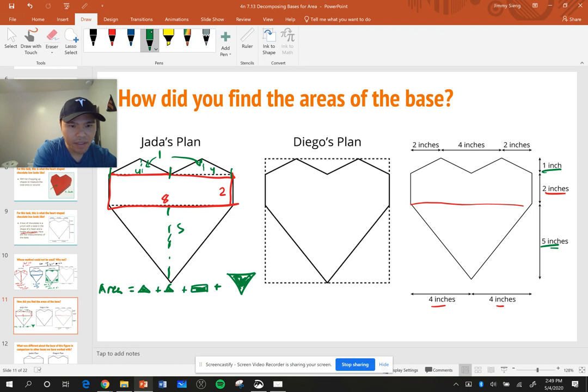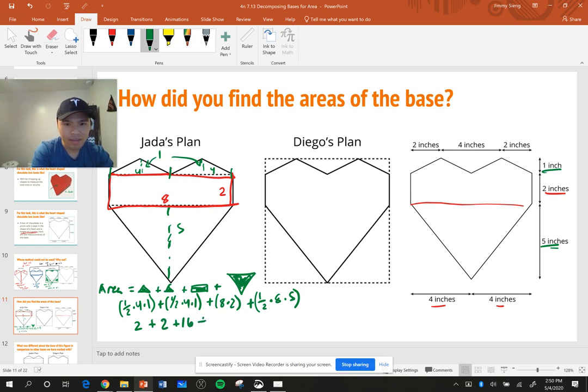this is going to be 1/2 times 4 times 1 plus 1/2 times 4 times 1, right? Plus the area of the rectangle, 8 times 2, plus the area of a triangle, which is 1/2 times 8 times 5. Okay, so put this all in your calculator. You should get 2 plus 2 plus 16 plus 8 times 5 is 40. Divide by 2, that's going to give you 20.